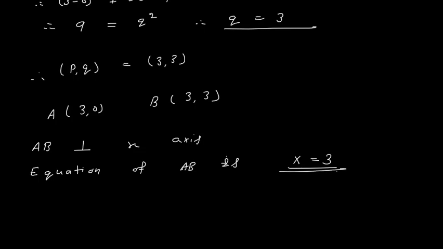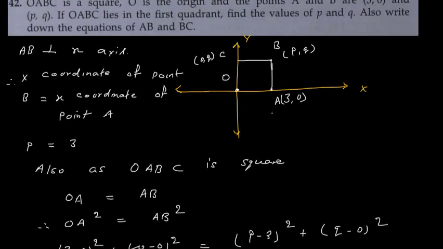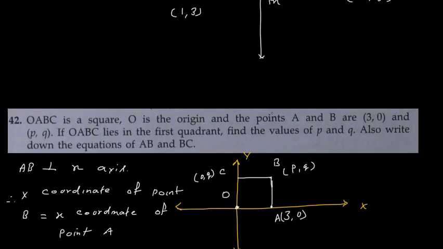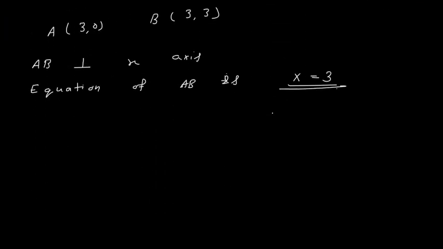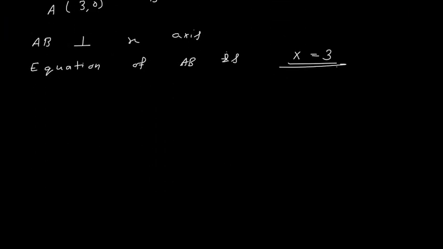And second, we have to write down the equation of BC. Now BC is perpendicular to the y-axis, and the equation of BC is y equal to 3. Why? Because this BC is perpendicular to the y-axis. Alright, so we got the equation of AB as well as the equation of BC.